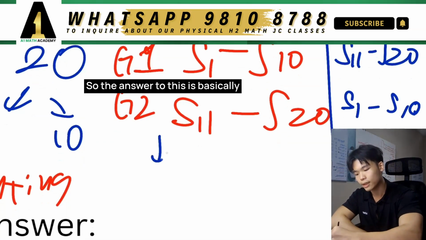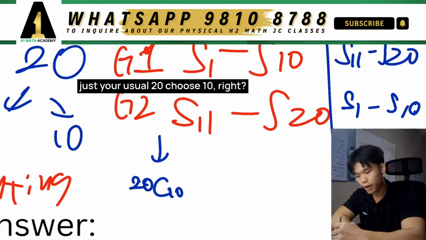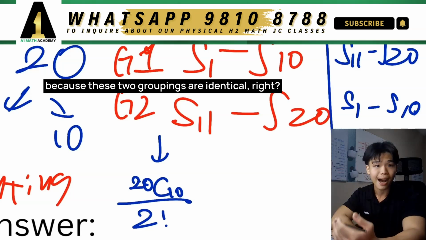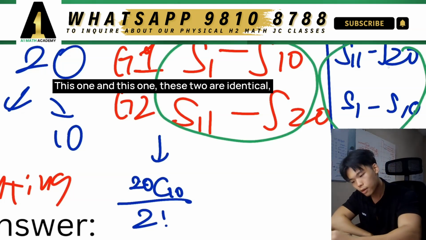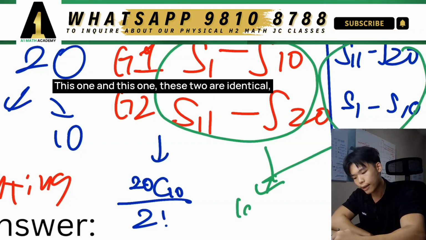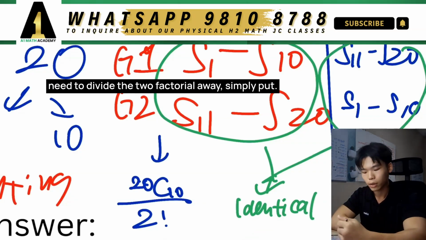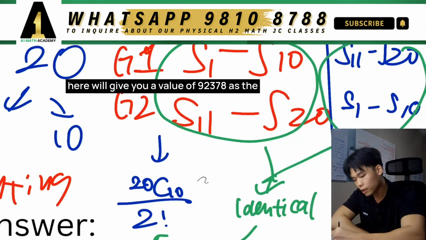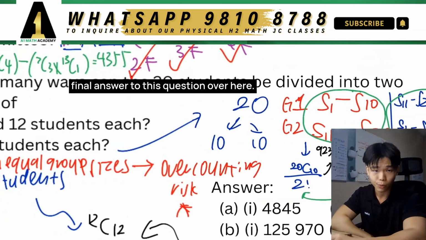So the answer to this is basically just your usual 20 choose 10, but you need to divide away 2 factorial because these two groupings are identical. This one and this one, these two are identical. And whenever we have two identical objects, we need to divide the 2 factorial away, simply put. Okay, and with that said, your final answer over here will give you a value of 92378.